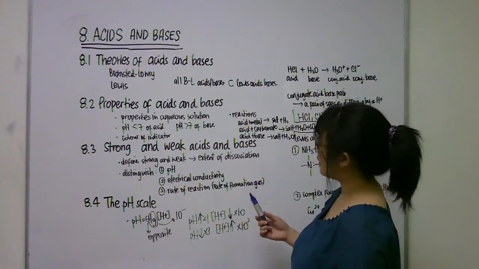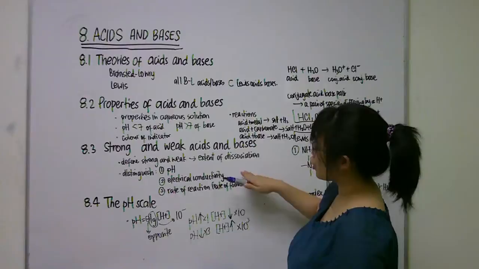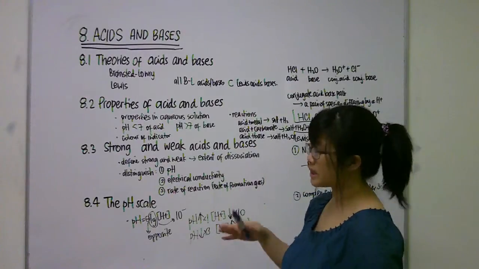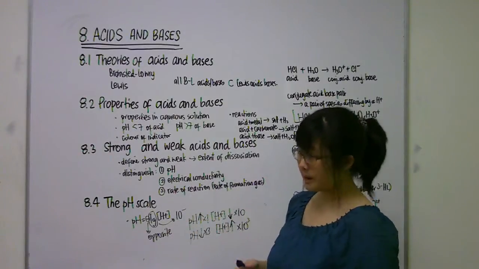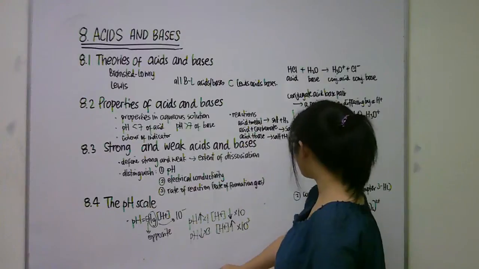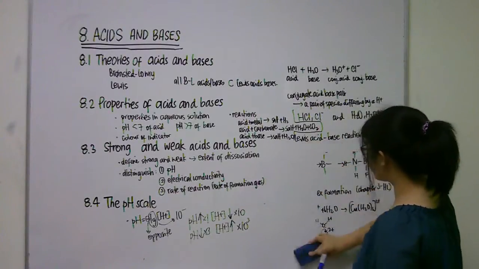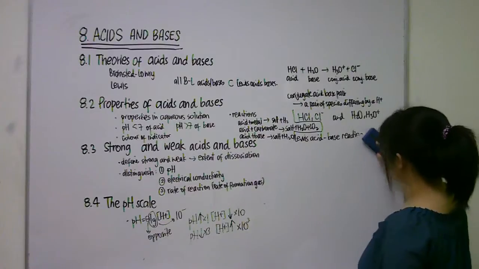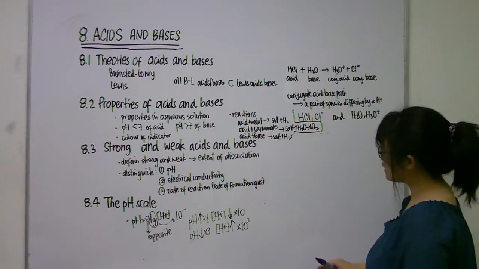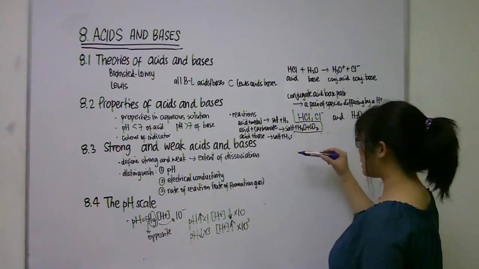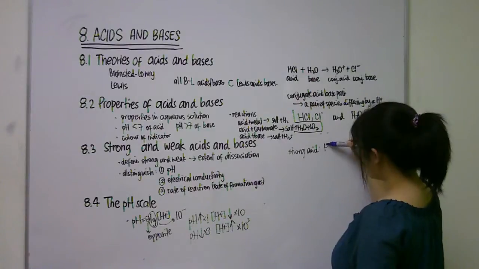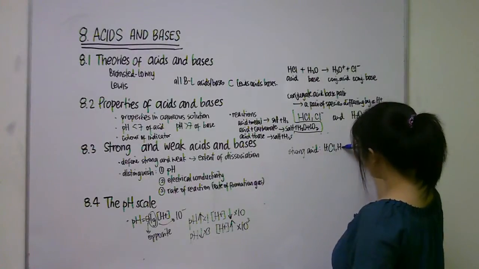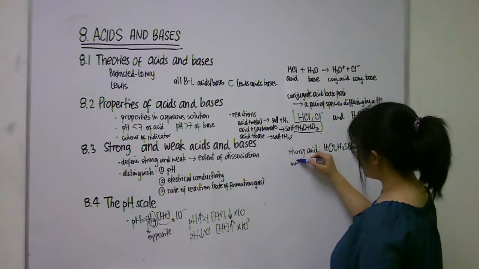Also, in strong and weak acids and bases, you need to give your students an example of all: strong acids and weak acids, strong base and weak base. Because when they see an equation, they need to be able to identify what is a strong acid and what is a weak acid. So generally, for strong acid, there are 3 that they should already know: HCl, H2SO4, and HNO3.